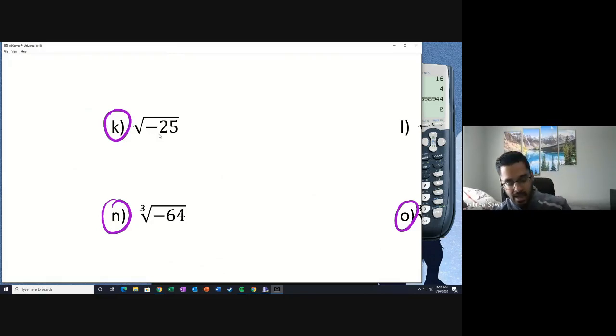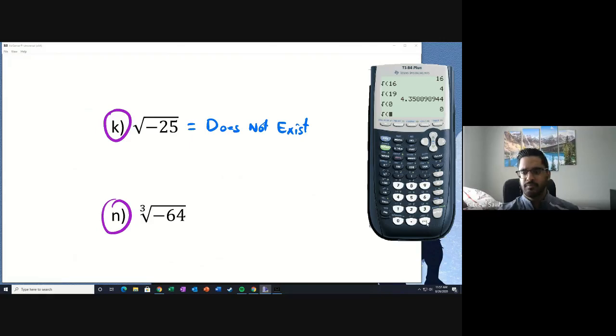This means I actually can't do this. So this does not exist. I can't actually take the square root of a negative number for the simple reason I can't have an identical number multiplied by itself to give me a negative. And if you really are uncertain, check it. Your calculator will give you some sort of error. Here it tells me that there is a non-real answer.